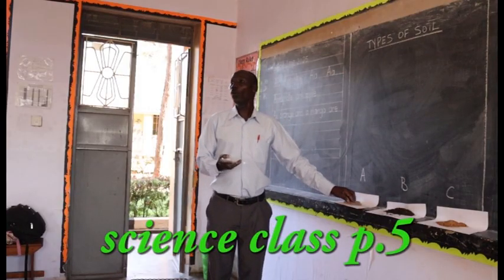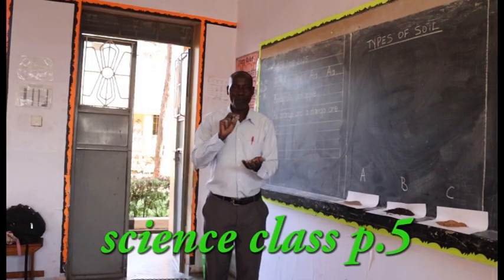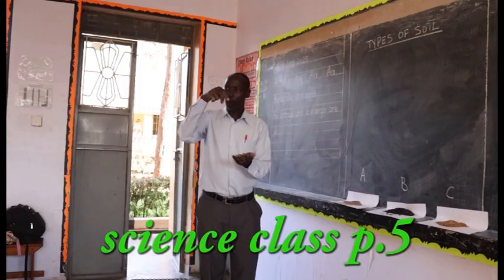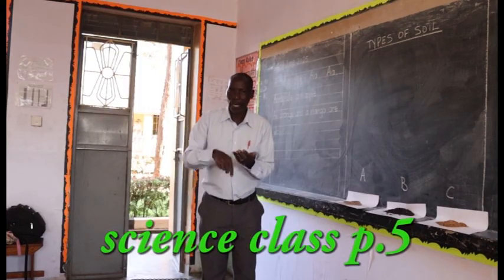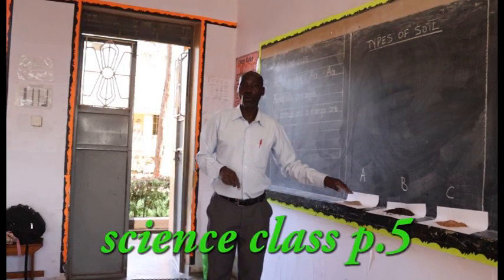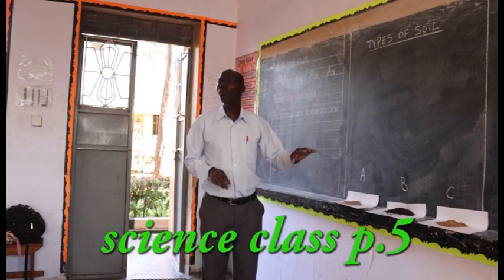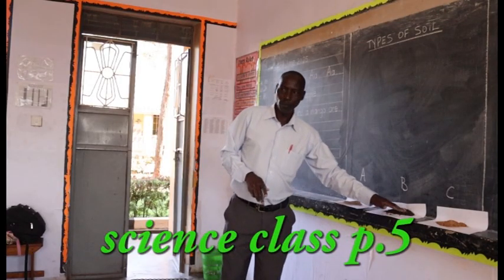Clay soil is waterlogged, meaning water remains on top because of the particles which are very fine. It does not allow water to penetrate or to enter the soil easily. So it's not very good for growing crops. Though some crops are grown there, but not so much. The best is loam soil.